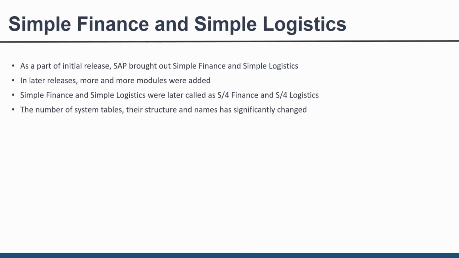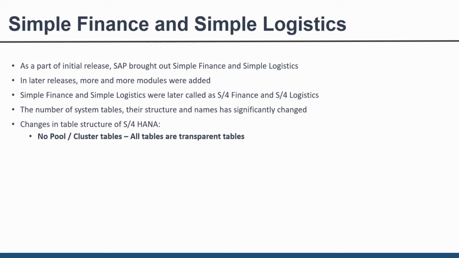So what is there in simple finance and simple logistics is basically that the table structure is completely changed in finance and logistics. So what is the change in the table structure? The first change is there are no pool or cluster tables on top of HANA. All tables are transparent tables. Why are all tables transparent? Because since HANA has the capacity to handle a huge amount of data at a very high speed, you can store all the data now directly in transparent tables. You don't need any pool or cluster table.